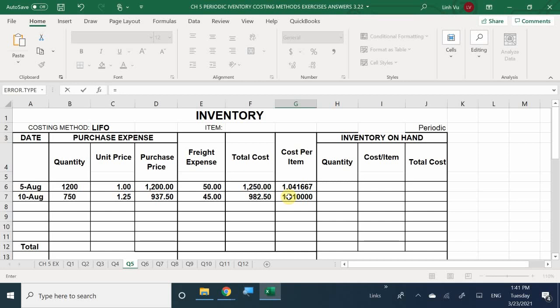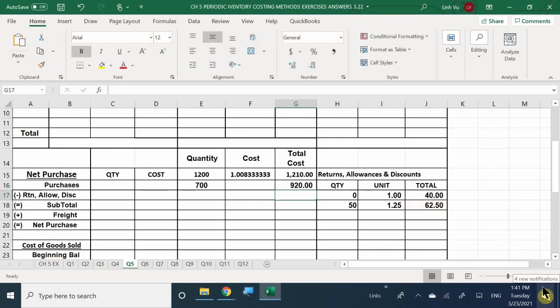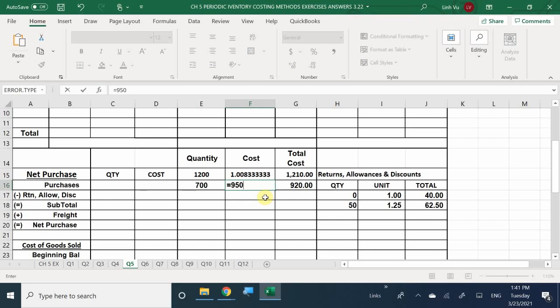Next, I'm going to calculate how much my total cost should be. Because in this case, I'm refunding not only my units, I'm also adjusting the total cost. So I'm going to take my 982.50 and subtract out what I returned, which was the 62.50. And I should get a total of 920. Now I'm going to recalculate my cost per item. So 920. Can you go up a little bit real quick before you go any further so I can double check something?